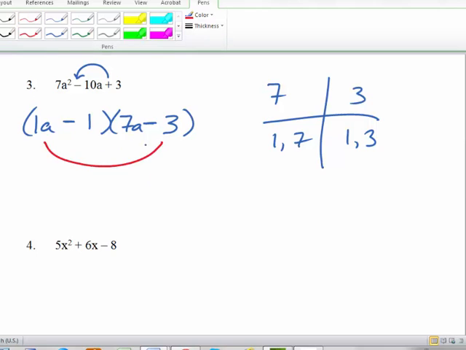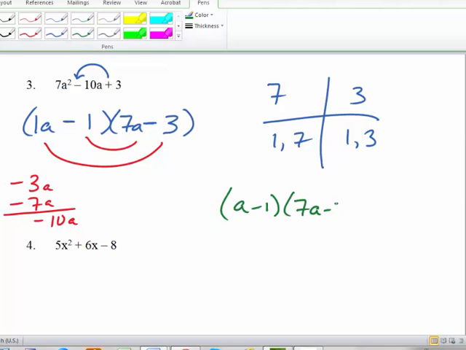So our outer and our inner are negative 3a, negative 7a. That totals negative 10a. Well, that's what we wanted. So let's write our answer. Very simply, a minus 1, 7a minus 3. You'll notice I didn't write the 1 in front of my a because I don't need to.